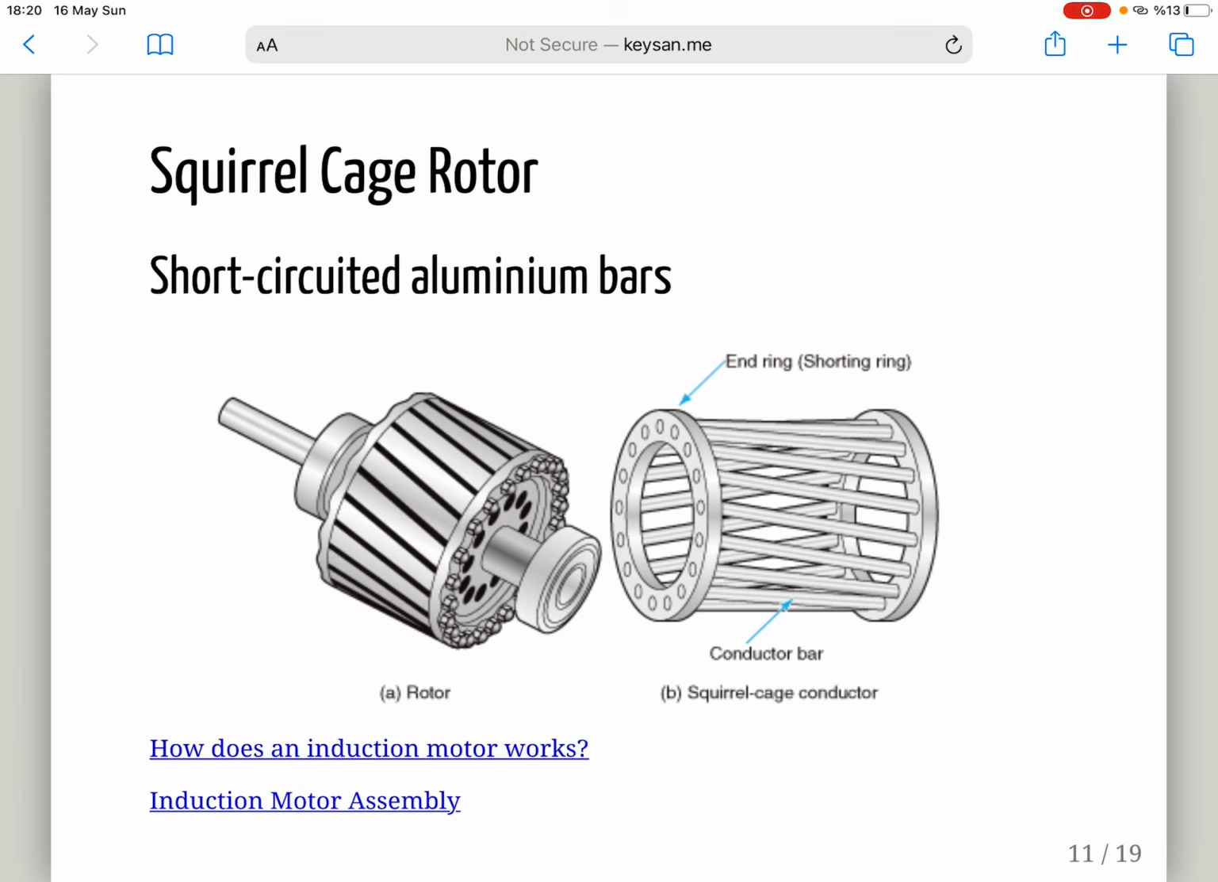Again, please have a look at those two video links below if you want to have a physical understanding of how those machines are manufactured.